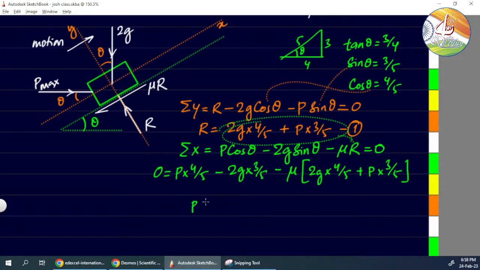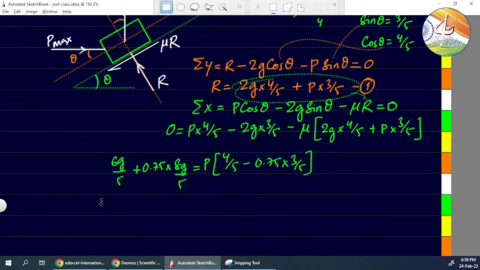So the P terms, keep them on the other side: P times (4 by 5 minus 0.75 into 3 by 5). On this side we get 2 3s are 6, 6g by 5 from this term, and the other term will also be positive: 2 4s are 8, mu times 0.75 times 8g by 5. Now find the value of P.